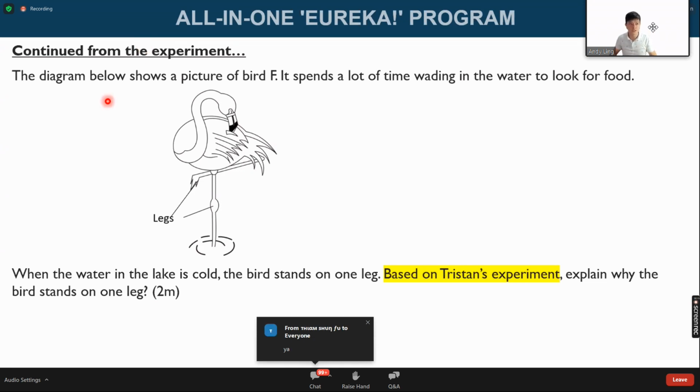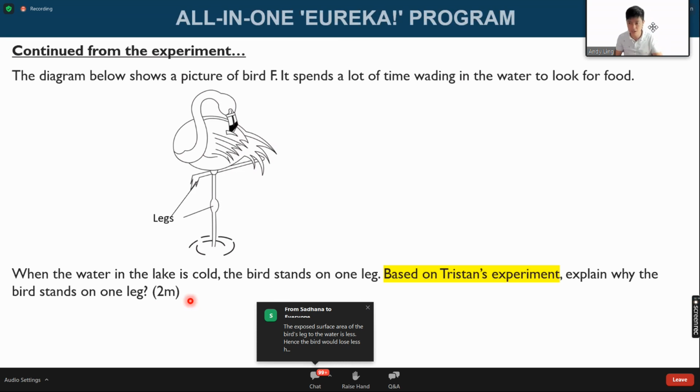The diagram below shows a picture of bird F. It spends a lot of time wading in the water to look for food. When the water in the lake is cold, the bird stands on one leg. Based on Tristan's experiment, parents, you see I purposely highlight this, so we need to base on the experimental results. Explain why the bird stands on one leg. If you just say so that it won't lose too much heat, you don't get the marks. You get only half a mark or even 0. There's no linking back. You're not linking back.